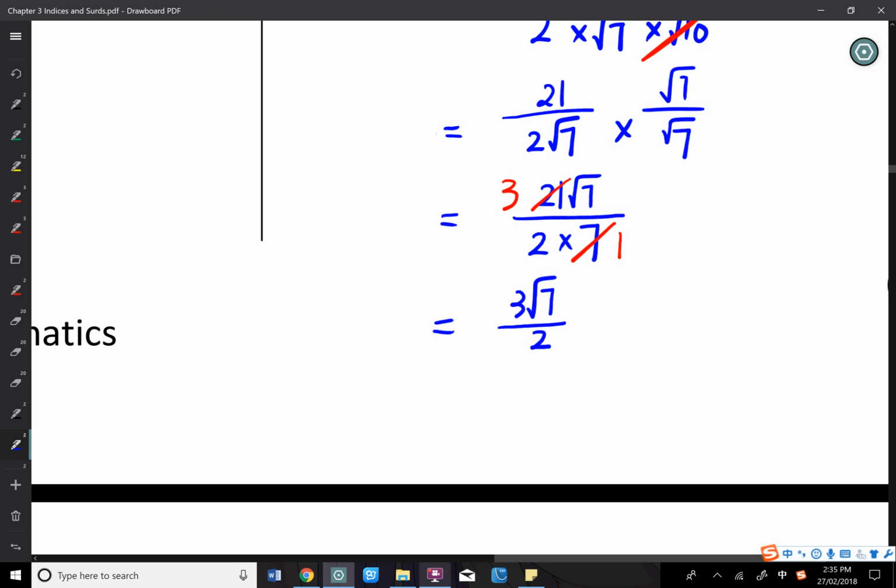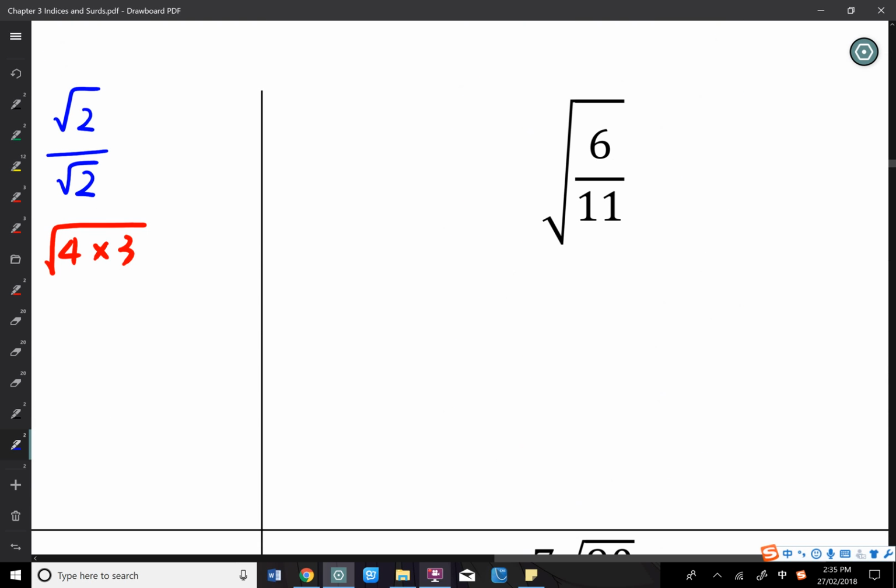Which one? This one? You just separate it. And then times root 11 on both top and bottom.